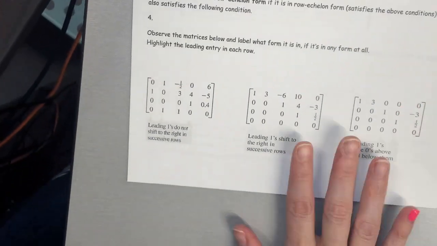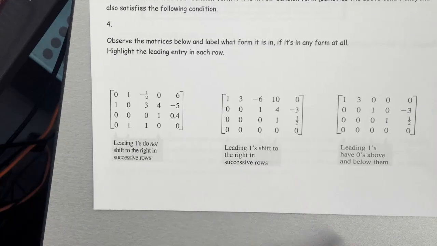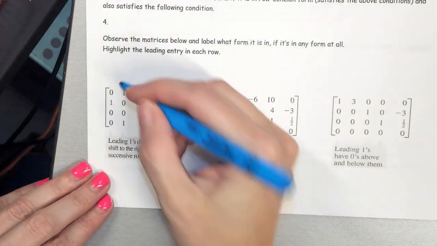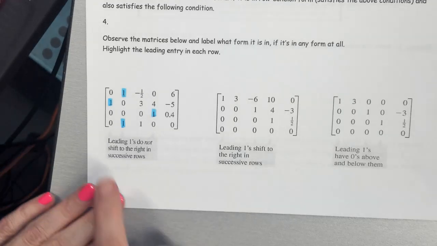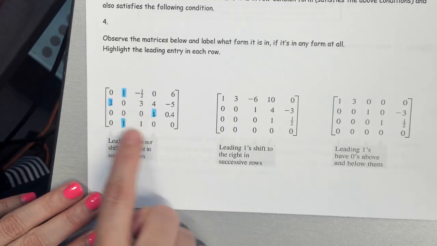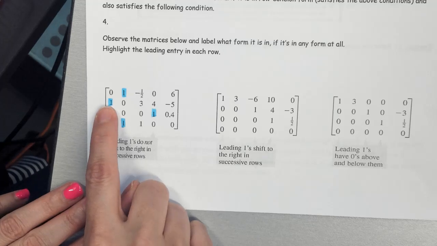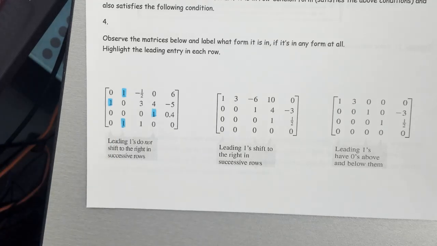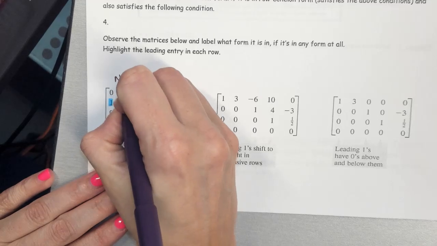Okay, so let's take a look at those. The first thing we're going to do, I like to highlight where the 1s are. So you should have a leading 1 in each row. So in the first row, it's here. In the second row, it's there. And then I have 1 here. Okay, and then this is the leading 1. That's why I'm going to highlight that. So the leading 1s do not shift to the right. Do you see how in this row it's to the left? That's why it's not in REF form.